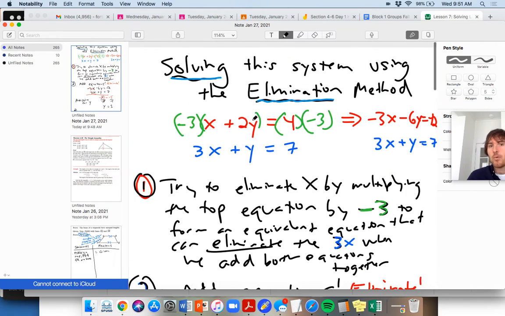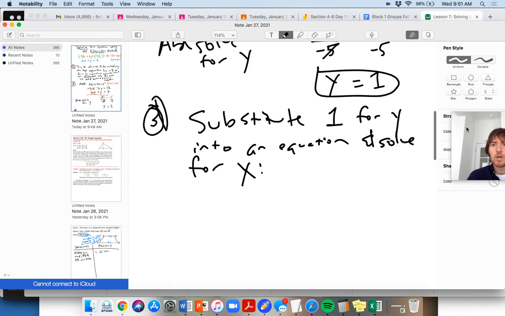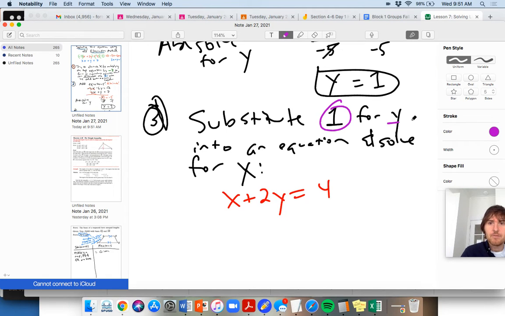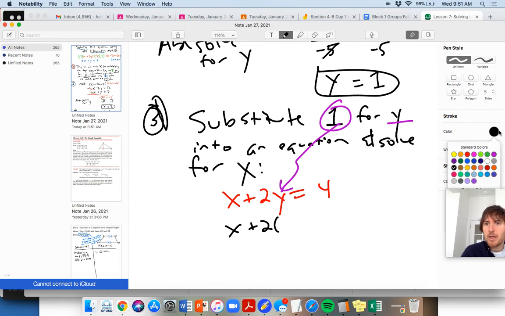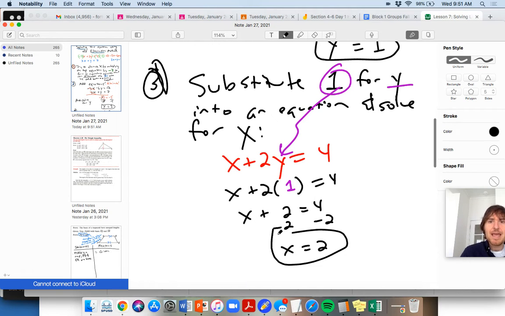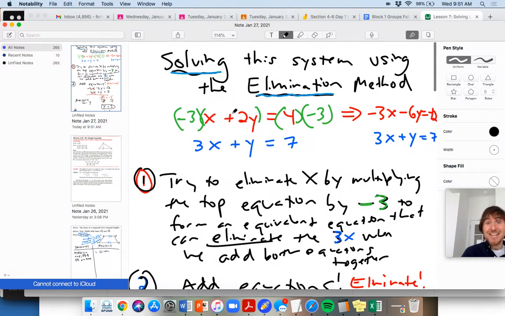Okay, so let's take our red equation maybe. I'll take x plus 2y is equal to 4. Let's check it out. Substitute 1 for y into it. So we're going to put that 1 right in here, and I'm going to get x plus 2 times 1 is equal to 4. x plus 2 equals 4. Subtract both sides by 2, and x equals 2. So I get (2, 1) as my solution to my system.